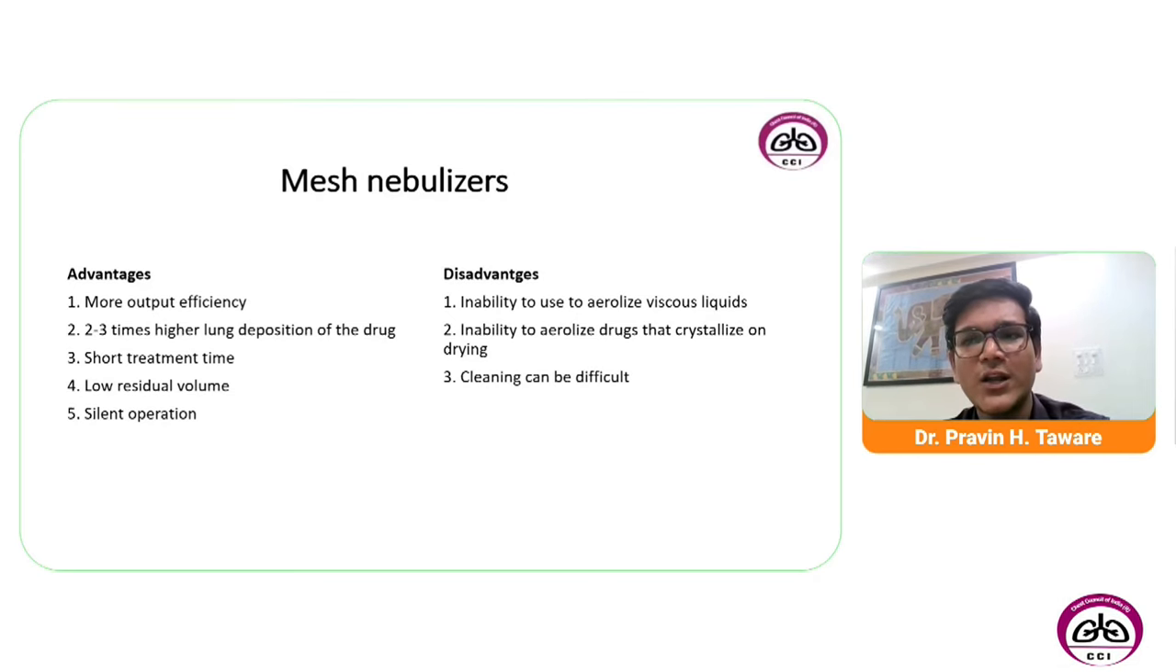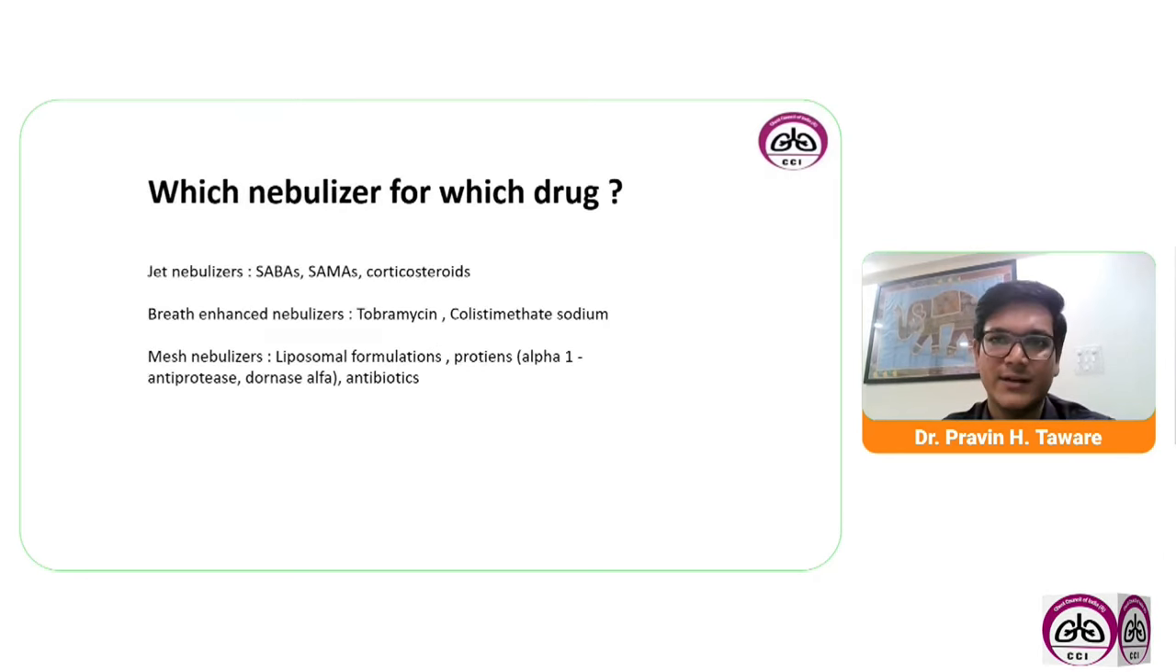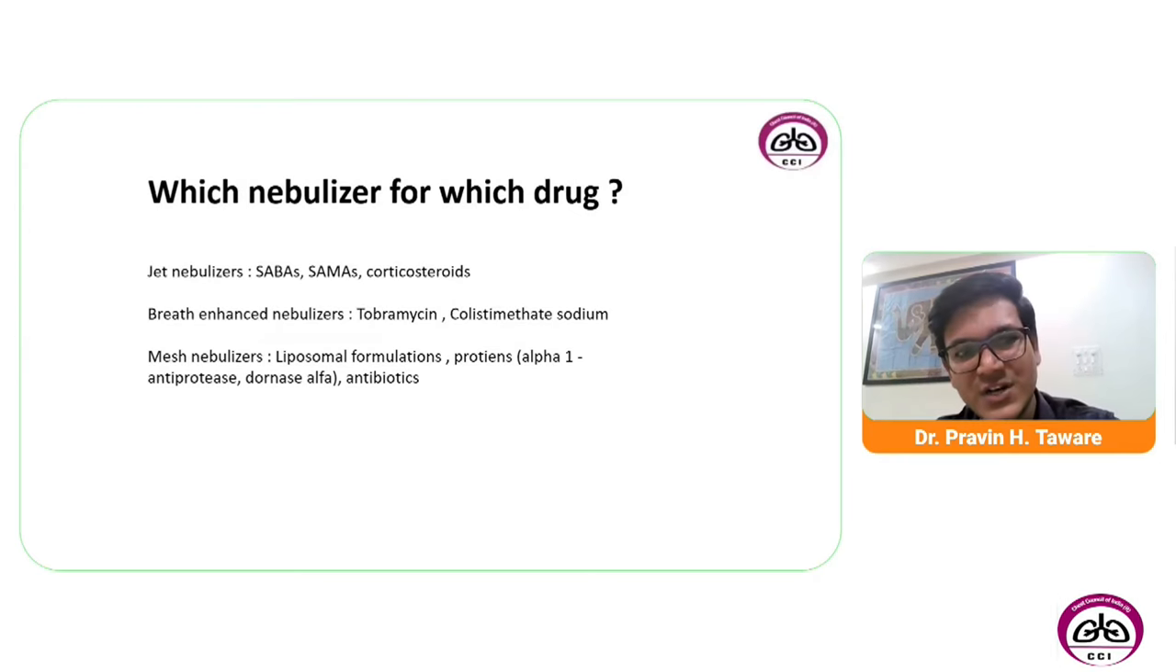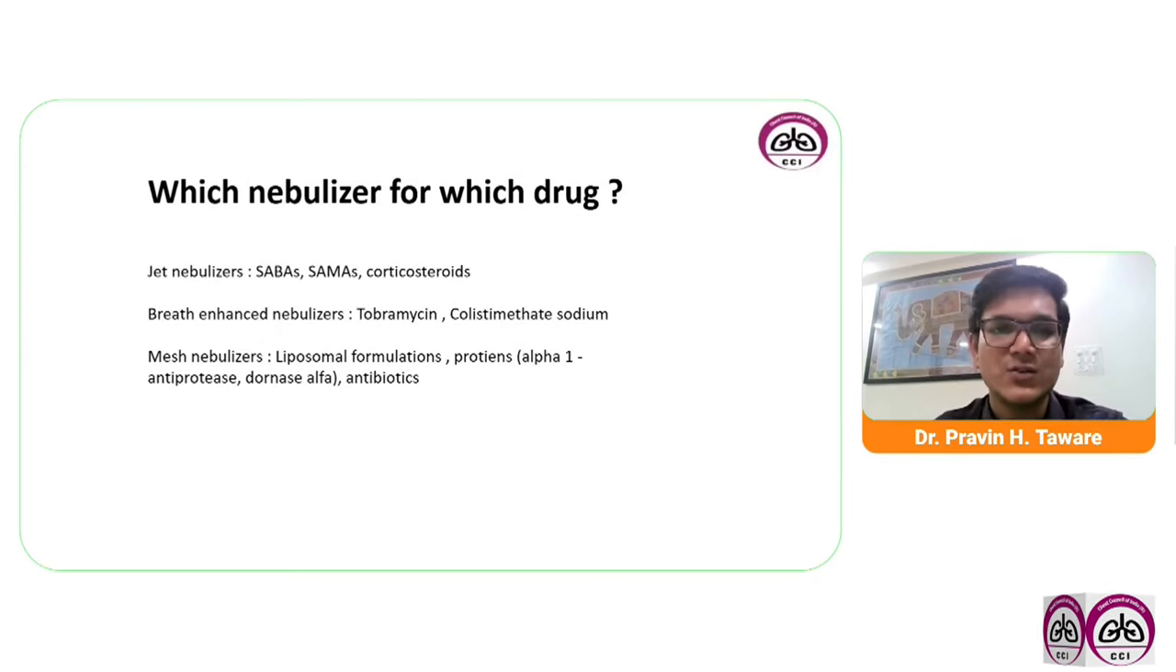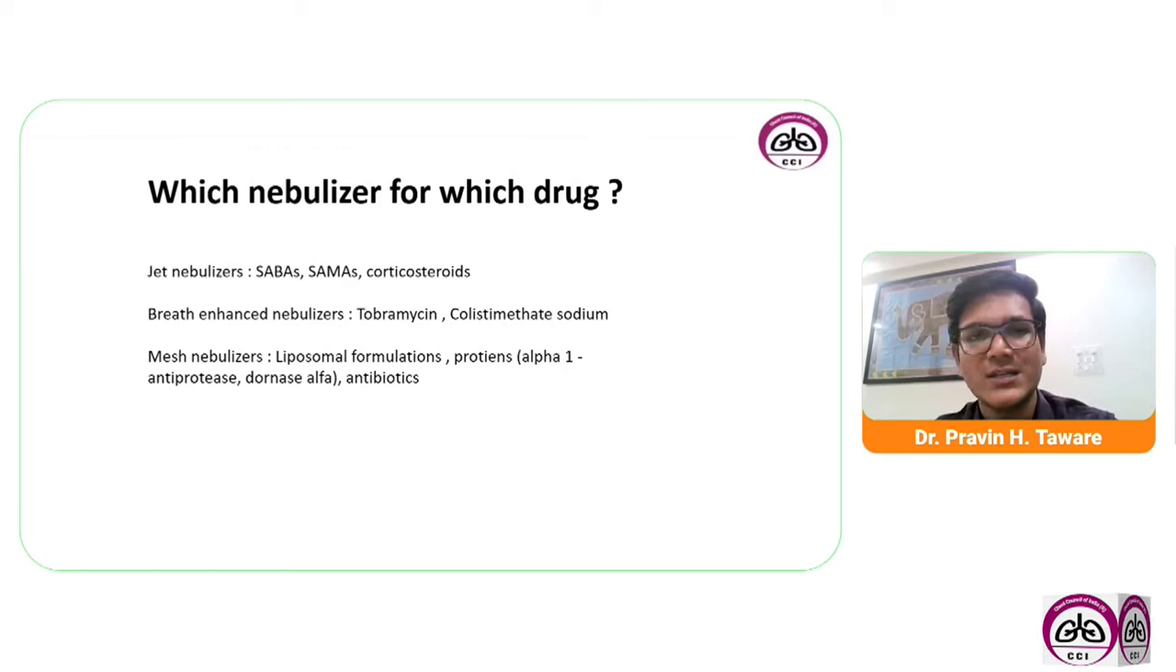Disadvantages being, you cannot use it for very viscous liquids, and you cannot aerosolize drugs that crystallize on drying, and cleaning will be a little difficult. So which nebulizers for which drugs? Mostly jet nebulizers we use for short acting beta agonists, short acting muscarinic agents and corticosteroids, and breath enhanced nebulizers for different antibiotics like tobramycin and colistimethate sodium, and mesh nebulizers for liposomal formulations and different antibiotics and mucolytics.